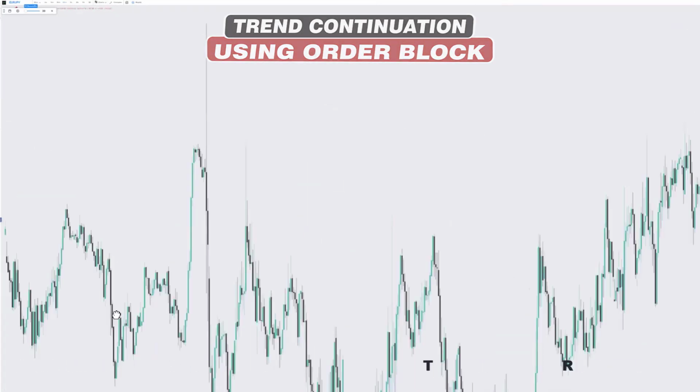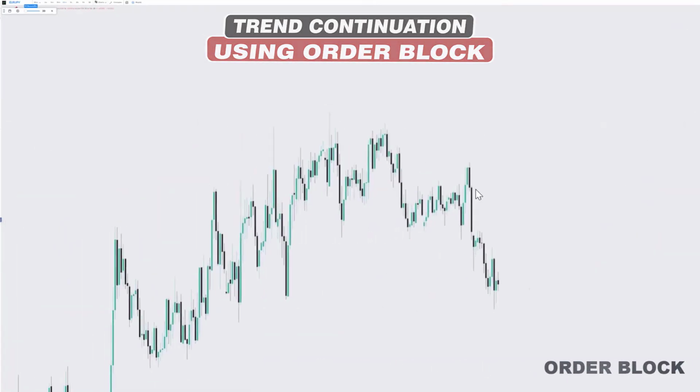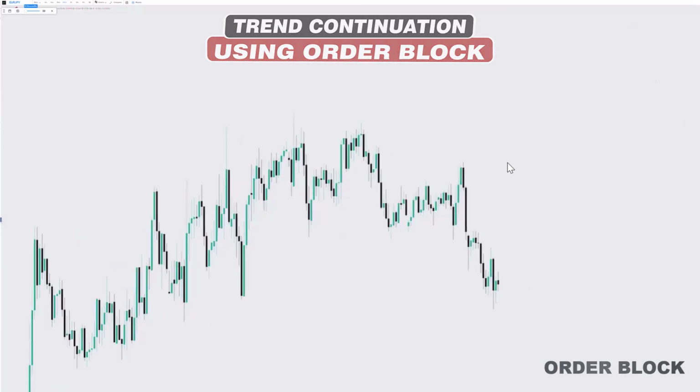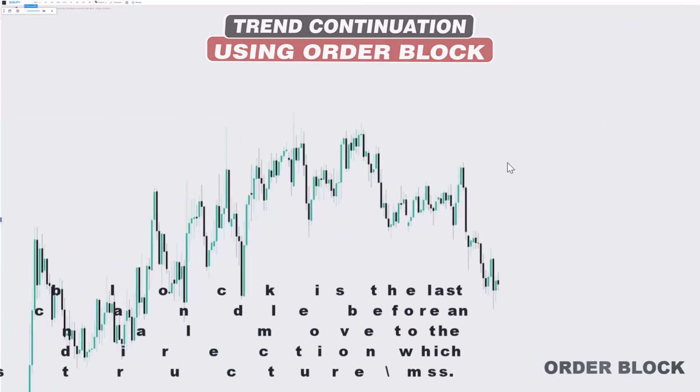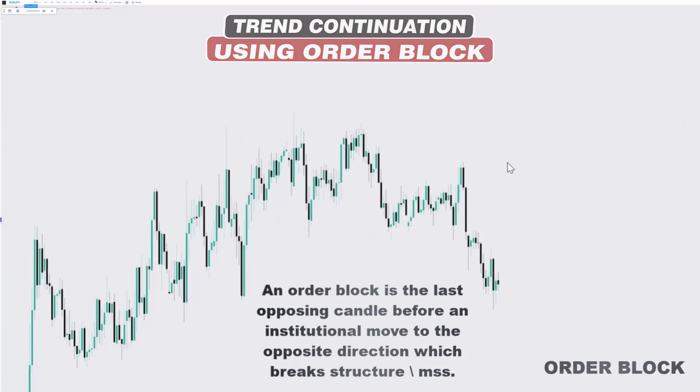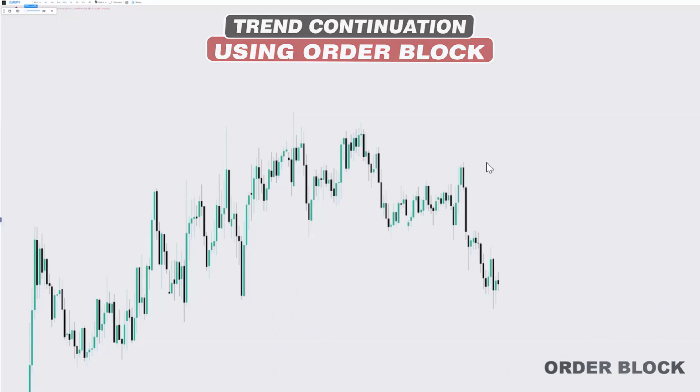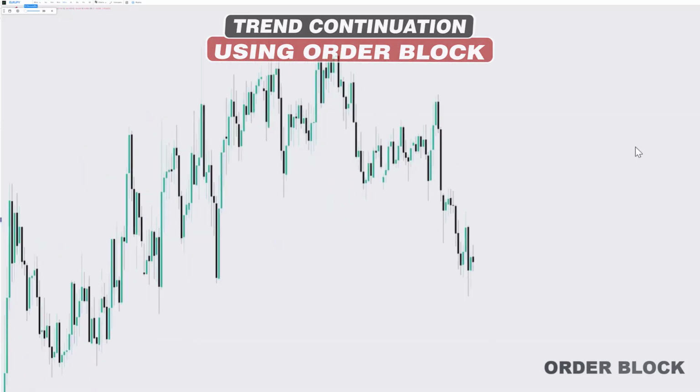Here is my chart right here. And when we talk about an order block, an order block is the last opposing candle before an institutional move to the opposite direction, which breaks structure. Now, how can we identify a valid order block? We identify a valid order block after we see price printing an opposing candle, then moving with an institutional candle that breaks structure.